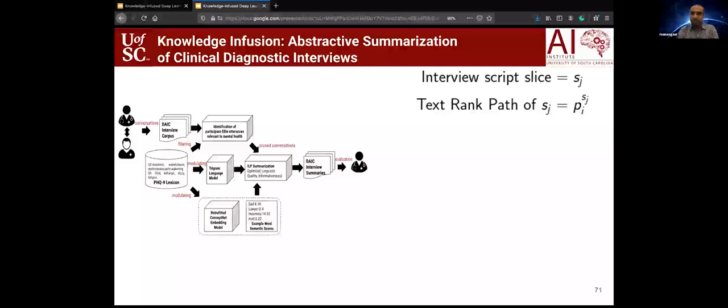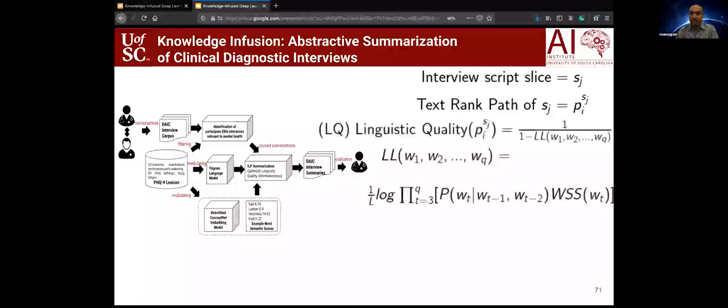So just to keep it short, let's assume that you have an interview script, slice SJ, and you use TextRank, which is a well-known algorithm, to create a graph of this interview script. So you have the words, and they are associated with each other through a graph. And for linguistic quality, you use a trigram language model. In that trigram language model, you are calculating the probabilities of different words.